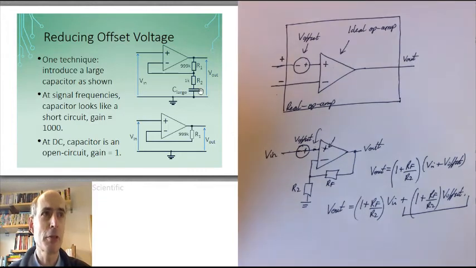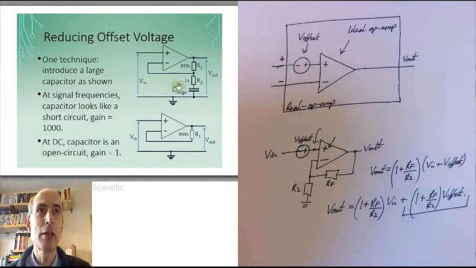Remember, the impedance of a capacitor is 1 over j omega C, so if C is big enough, the capacitor will look like a 0 ohm resistor. And in that case, the gain of this circuit is 1 plus 999 over 1, in other words, 1,000. But at DC, where the offset voltage gives you a problem, the impedance of a capacitor is infinite, which means that for this circuit here, effectively this is what it looks like at DC. But that's just a voltage follower. V out is equal to V in.